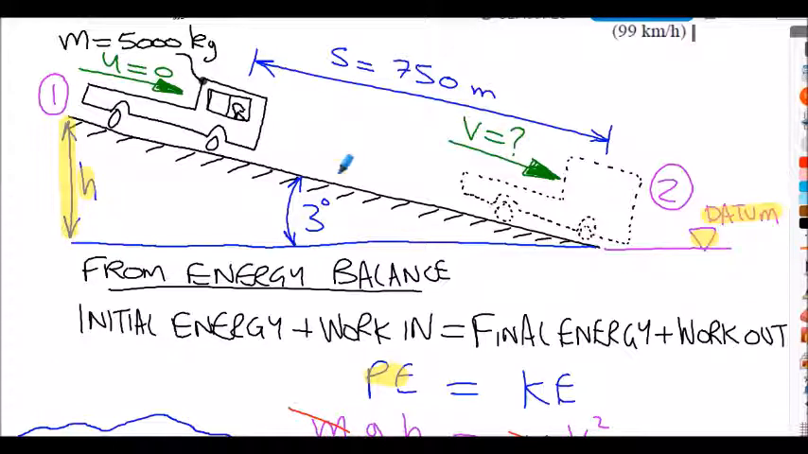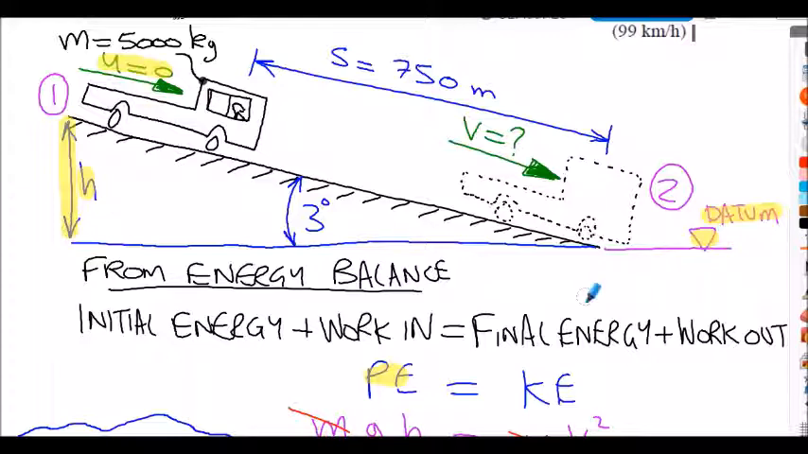I have no kinetic energy on the left hand side of my equation when the vehicle is at the top of the incline, because there's no velocity of the vehicle as it rests, as it releases its brakes. There's no work being done between position 1 and position 2 here. There's no external force applied to the lorry pushing the lorry down the incline. It's purely moving down the incline under gravitational effects.